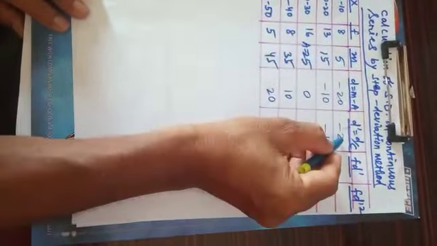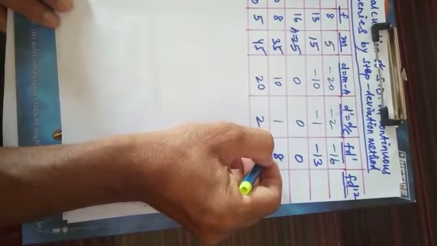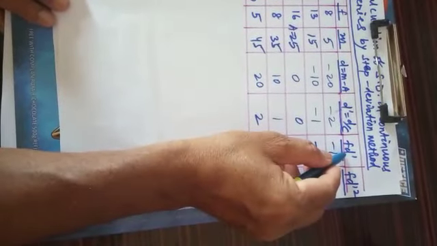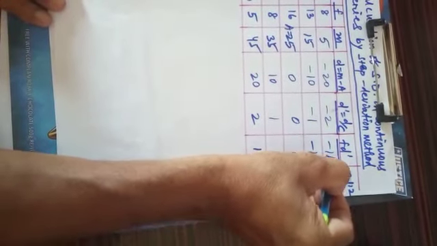Then find out f d dash. F is here, d dash is here. So f into d dash: 8 into minus 2 is minus 16, 13 into minus 1 becomes minus 13, then 0, then 8 into 1 becomes 8, then 5 into 2 becomes 10. Then f d dash square, as I have already told you, is nothing but f d dash into d dash. So minus 16 into minus 2 is 32, minus 13 into minus 1 is 13, then 0, then 8, then 20.